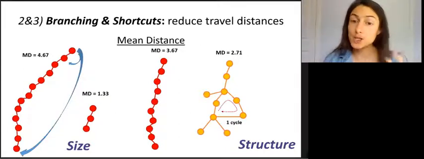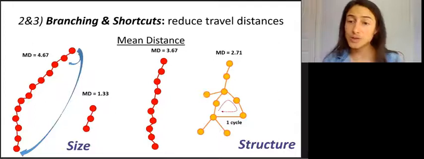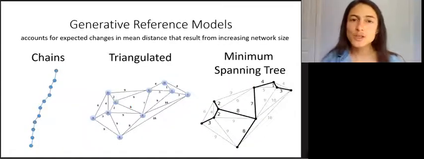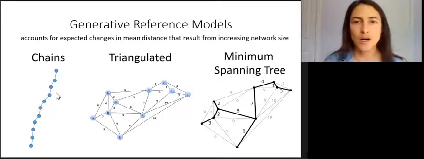And we wanted to be able to control for both the effects of size and structure as we set expectations about how mean distance might change with nest size. So to do this, we created 3 reference models based on different rules for how networks grow. The first is this chain network, which really represents the lower end of connectivity. Everything's just in a line.